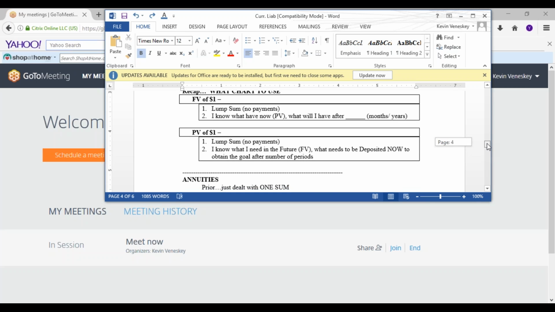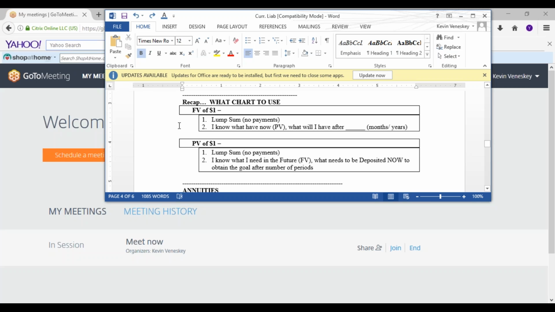So a recap, this may help you on a test or a quiz or homework assignment on knowing what chart to use. For the future value of a dollar, you've got to have a lump sum. And you know what you have now, but you don't know what you're going to have in the future. That's why you need the future value, what you don't know. Just the opposite for present value. You still are dealing with lump sums, but I know what I'm going to have in the future, say my $6,000 payment. How much is that worth right now?